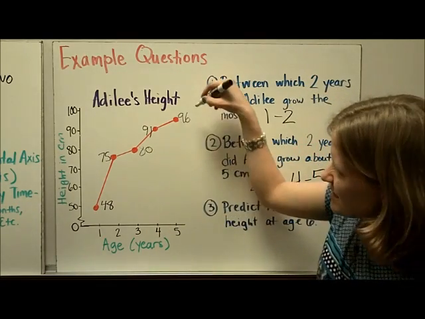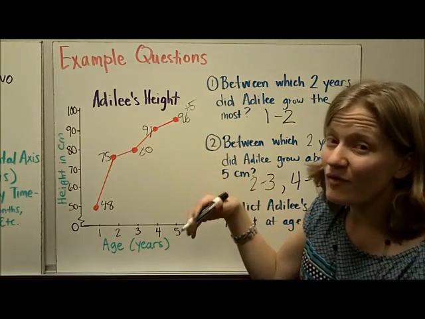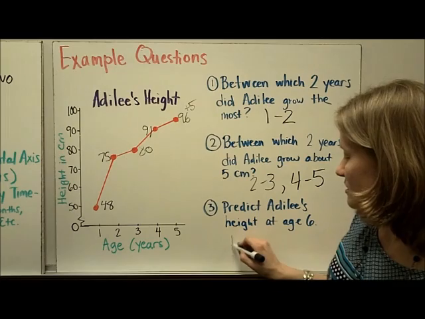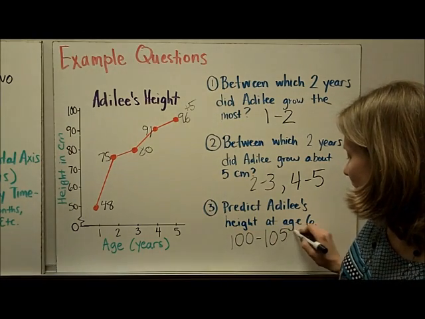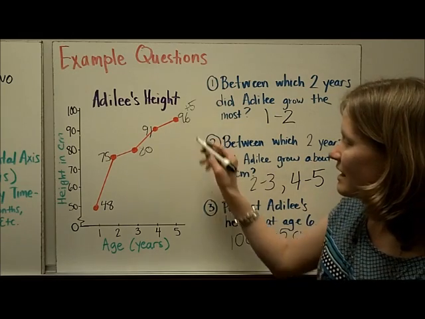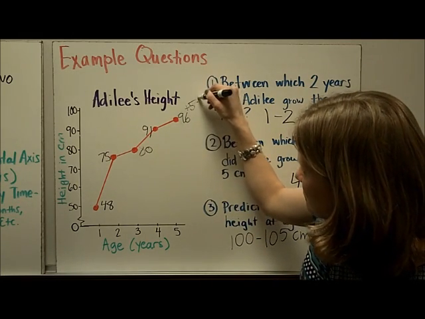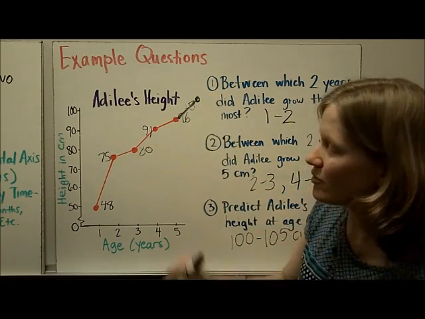So if I take 96 and add, let's say 5, then somewhere around 100, 105 would be a good prediction. So I'm going to say that I think she's going to be between 100 and 105 centimeters at age 6. And that would show up about here on the line graph, which would be an increase that would make sense.